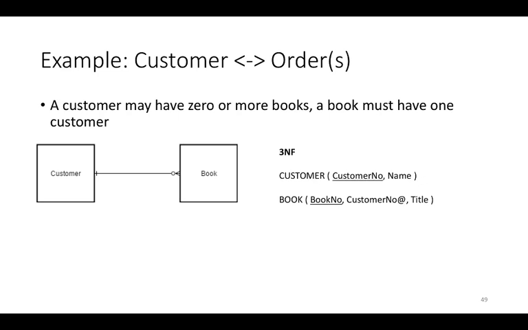In third normal form, that's what our entities look like. So we have a customer number and a name. Our book has a book number, a customer number, and a title.